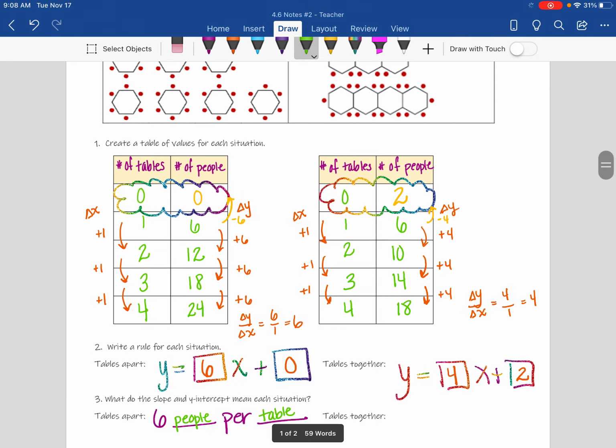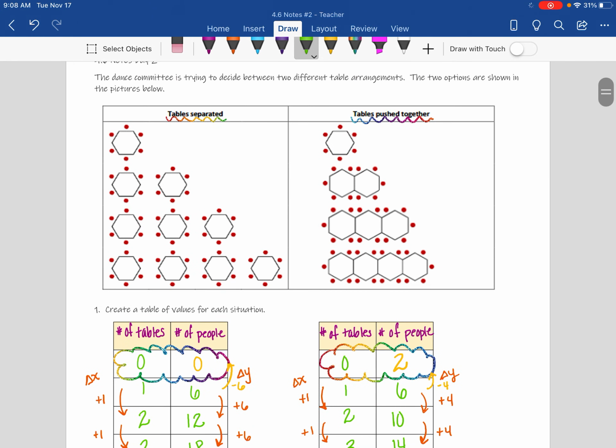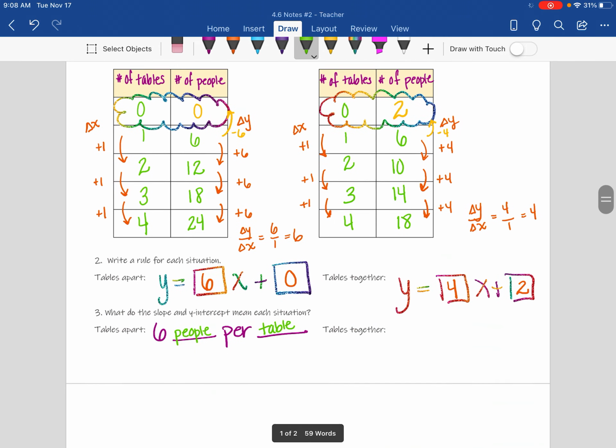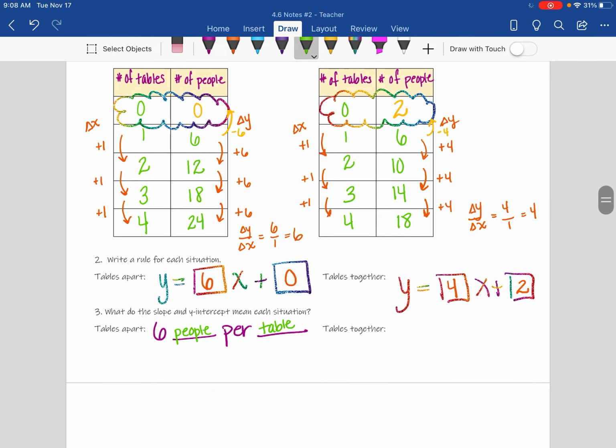Okay, and if you look at it, it makes sense. 6 people, and 6, and 6. That repetition of adding 6 people every time you add a table indicates the meaning of your slope. Okay, with our first rule, we don't have a y-intercept. The y-intercept is 0, so we don't need to say anything about it.